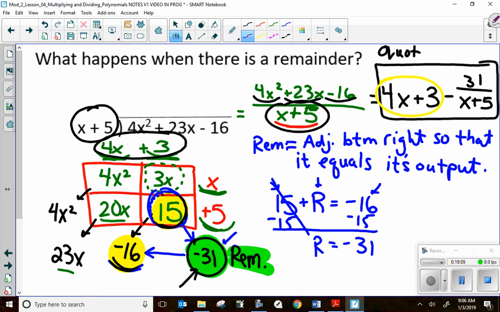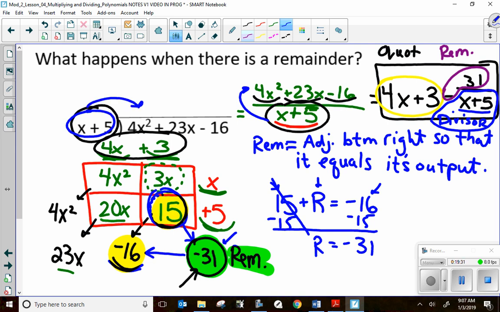This part here, that's your remainder. And this part here, that's your divisor. That's what divides into your whole problem. This is dividing into this. This is dividing into that. Okay? So, brief explanation. All right?